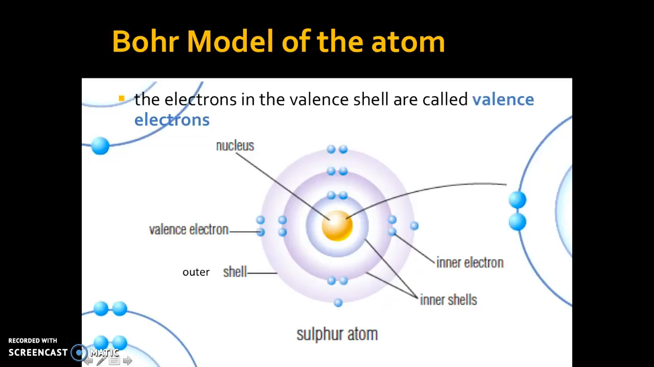The first shell can only hold a maximum of 2. The second shell can hold a maximum of 8. And the outermost shell, which in our case for sulfur, there's only 3 shells, can hold a maximum of 8 as well.